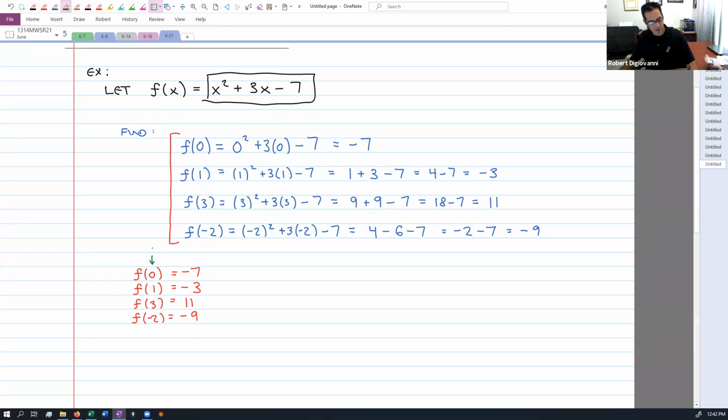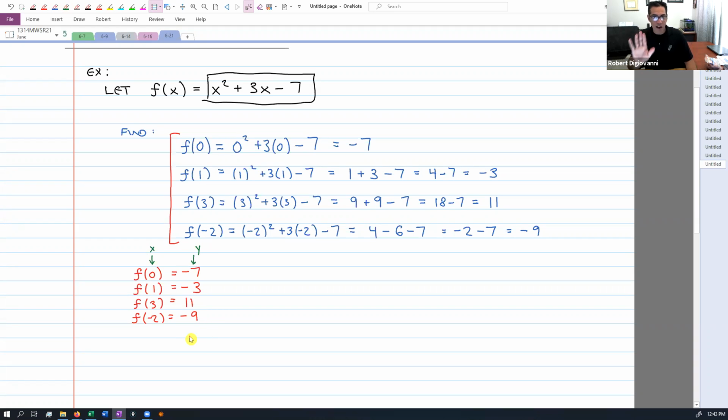These are the x's that were plugged in, right? These are all the x's we plugged in. And these are basically the y's that come out, okay? So that's the input and the output. The dirty car, the clean car, the dirty car, the clean car, each one of those, right?